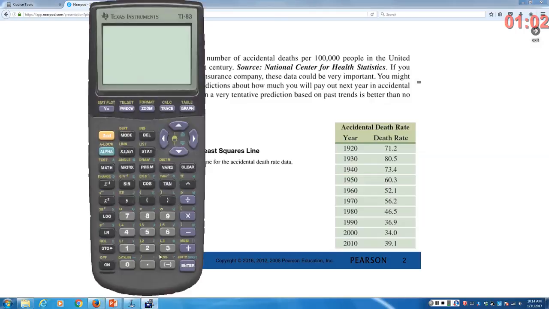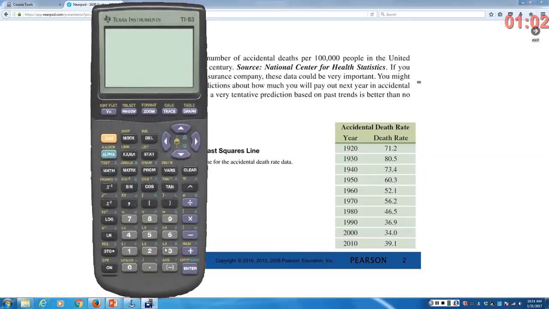Get your calculator. Turn it on. Press your Y equals button and hit clear. Get everything off of the Y equals screen. Make sure there's nothing whatsoever on the Y equals screen to start with. We want to start fresh. Okay? Then I want you to hit your stat button.